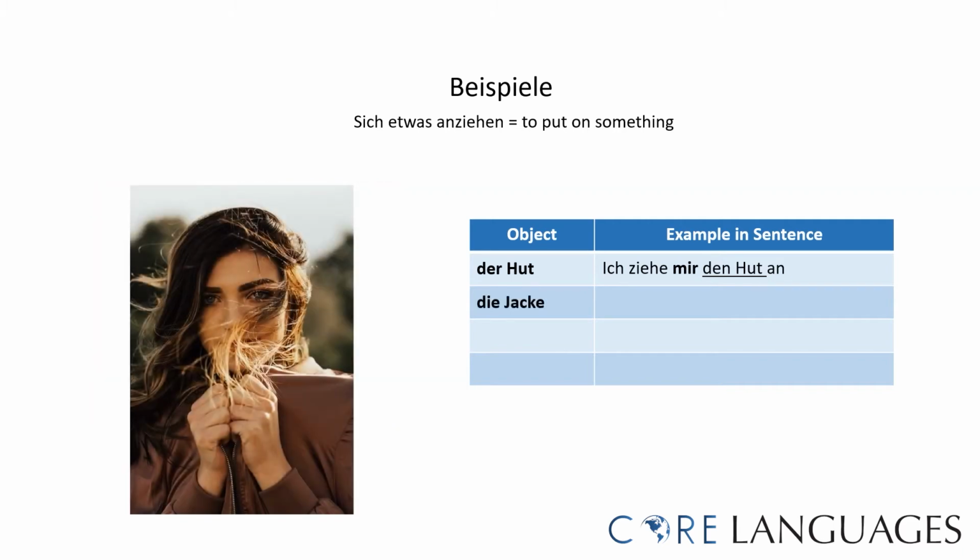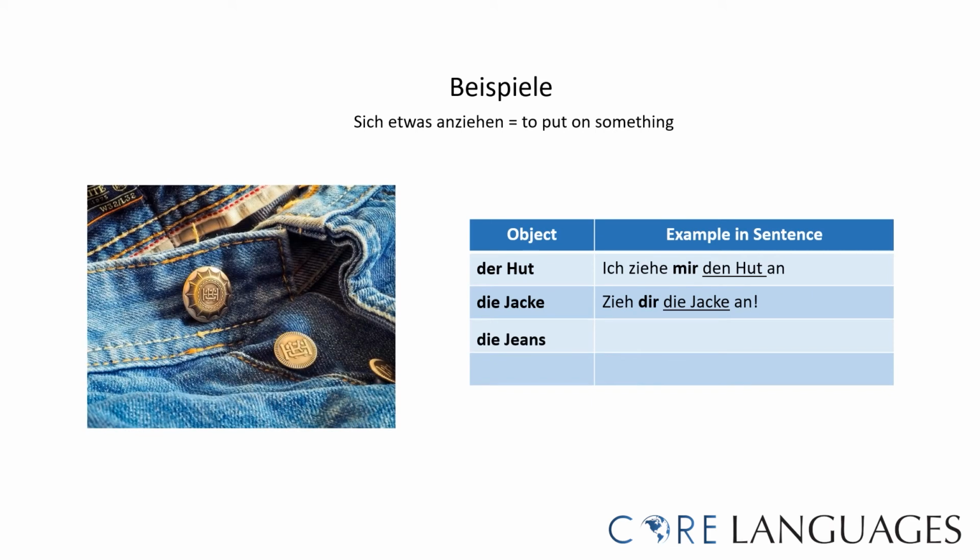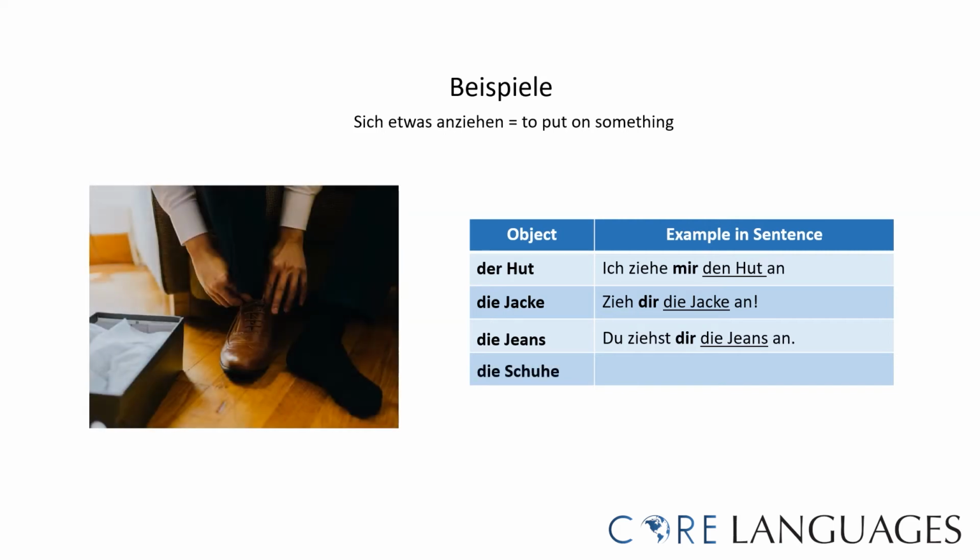Die Jacke, the jacket. Zieh dir die Jacke an. Put yourself the jacket on, or put the jacket on for yourself. Die Jeans, or the jeans. Du ziehst dir die Jeans an. You put yourself the jeans on, or you're putting on the jeans for yourself. Die Schuhe, the shoes. Zieht sich die Schuhe an. He puts himself the shoes on, or he puts on the shoes for himself.